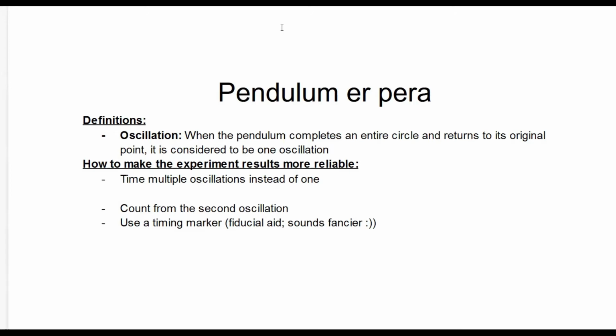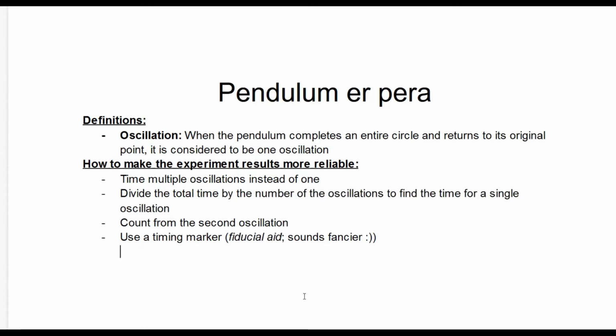Sir, after we find out the time taken for 10 oscillations, we can just easily divide it by 10. That's right. That's what I wanted to know. Divided by 10, you'll find an accurate value for one oscillation. Use a timing marker. Yes, sir. What other things can we do?